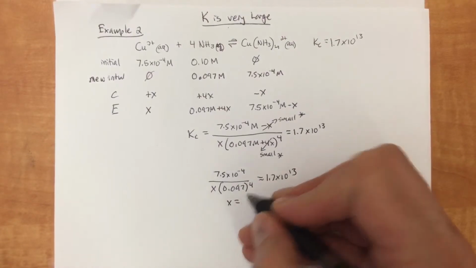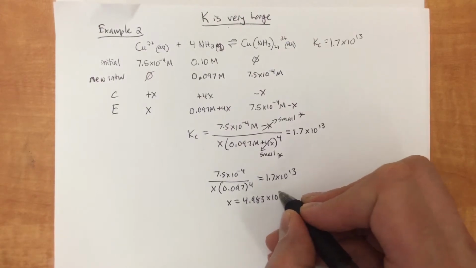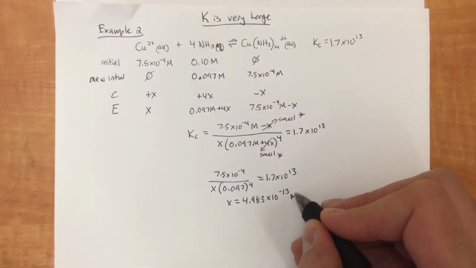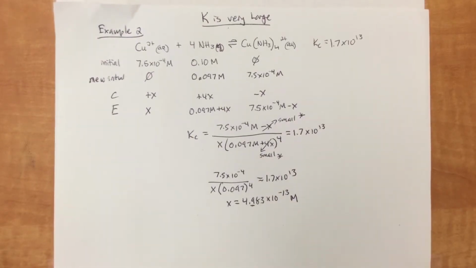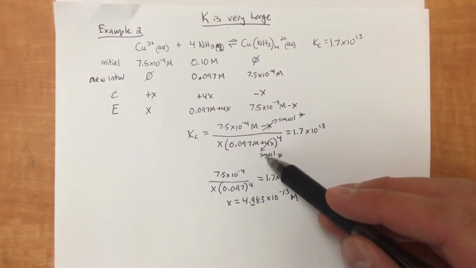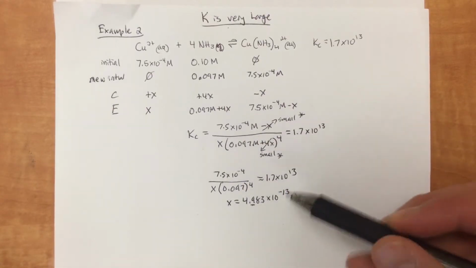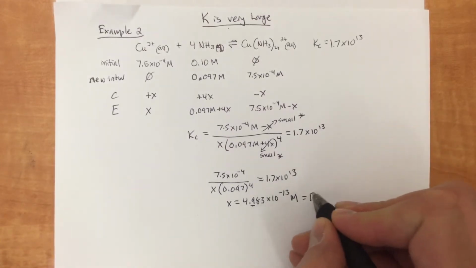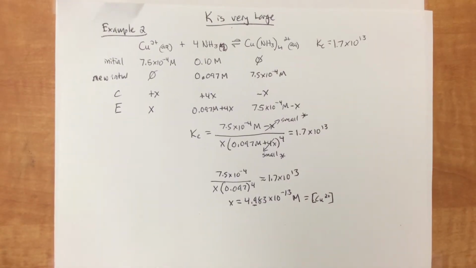X will equal 4.983 times 10, ready for this, times negative 13. This will be a molar concentration. Our significant digits here, there were 2 in our problem, so we'll leave that. This is indeed a very small number, and if we look at our values up here, we don't even need to really calculate them. This is so small that it will make no difference in those initial values we had. We will find that this value equals our copper 2+ concentration without modification.